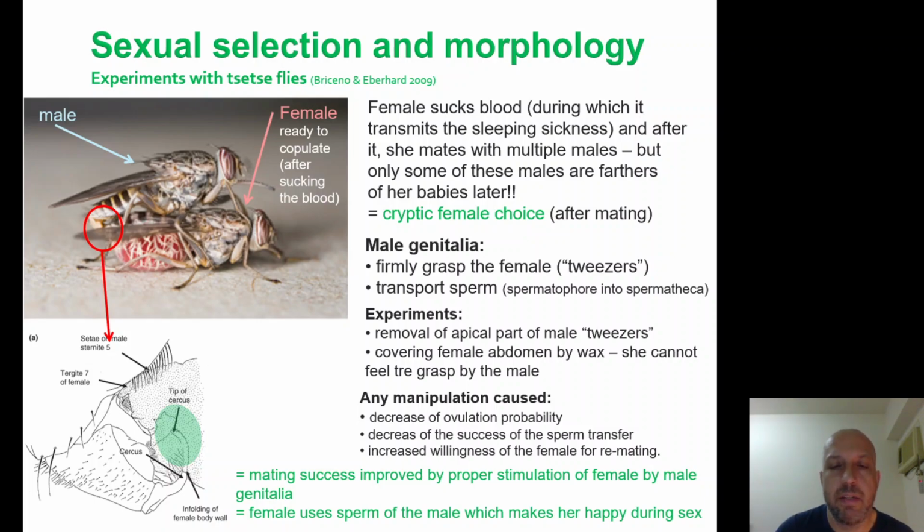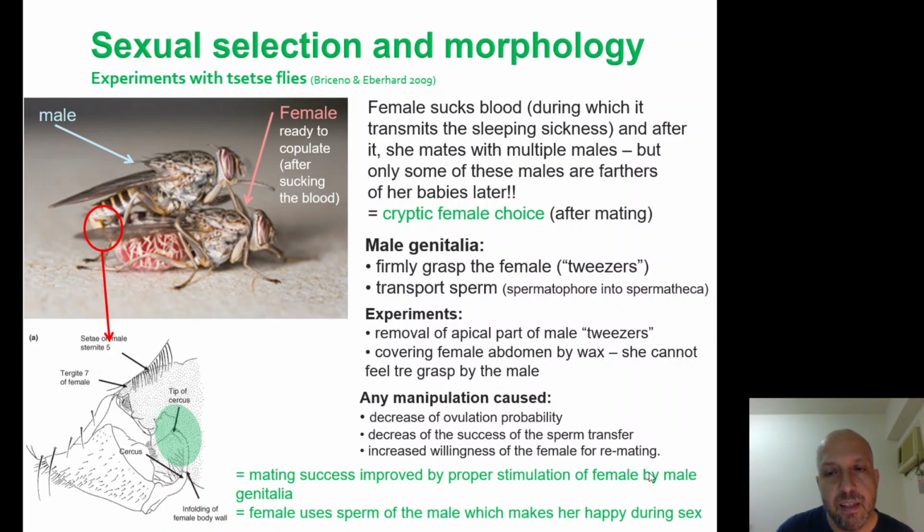In both cases, when they did any manipulation affecting this contact of male and female, the success of mating was much lower. So basically, the result was that the ovulation probability, the probability that the egg is released later, decreased, and also the success of sperm transfer was lower. And if they cut this part of the male body, or if they covered the abdomen of the female with nail polish, the female was also very willing to mate with other males, right? So it was clear that the mating success of the couple actually is improved by the proper stimulation of the female by the male genitalia.